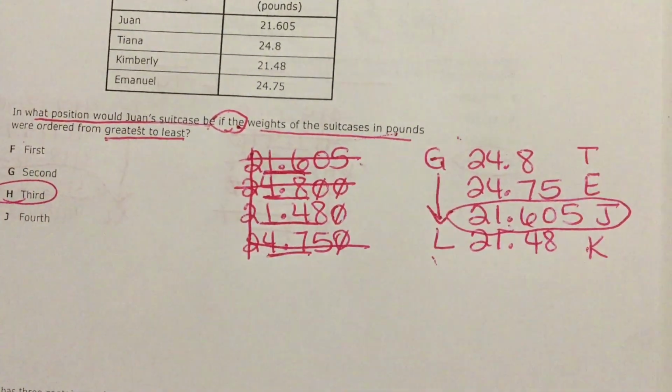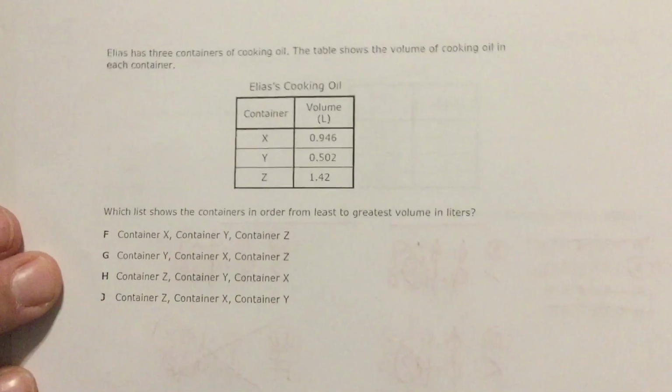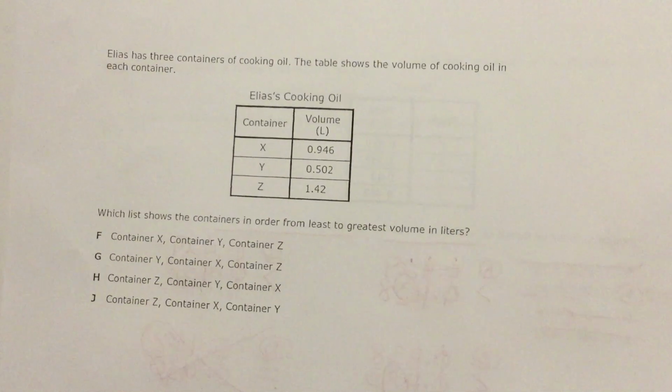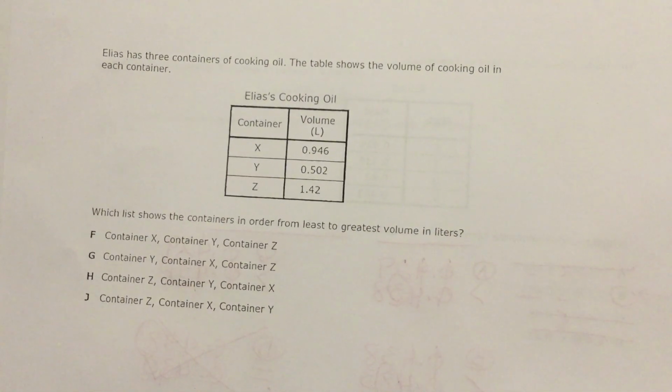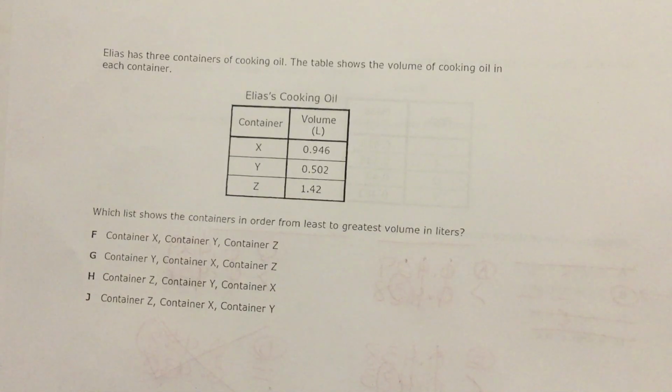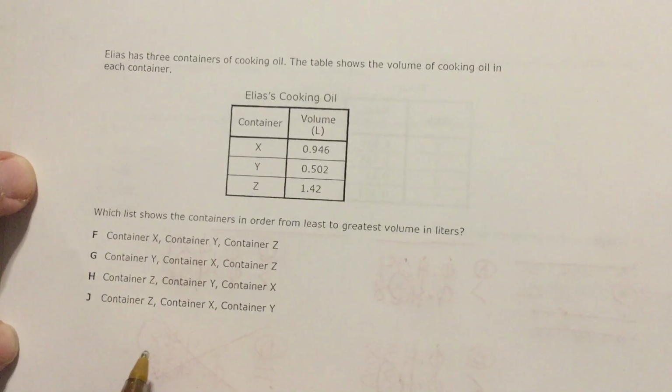You should have picked H. All right, solve this one. The next one, sorry. Elias has 3 containers of cooking oil. The table shows the volume of cooking oil in each container. Which list shows the containers in order from least to greatest volume in liters?